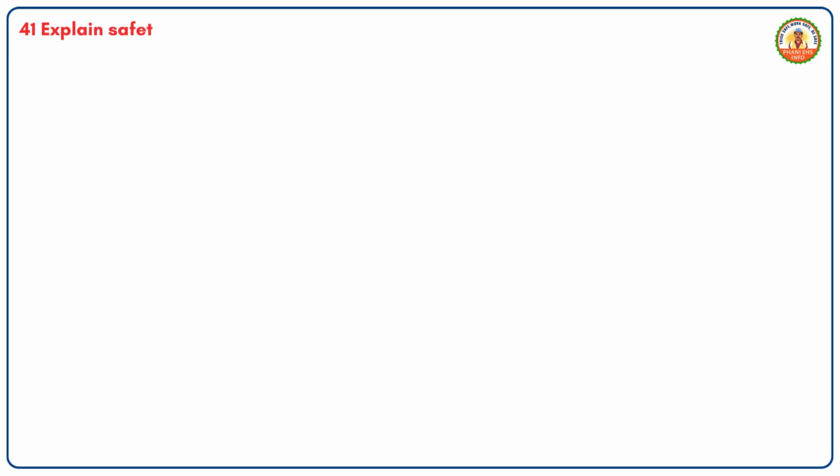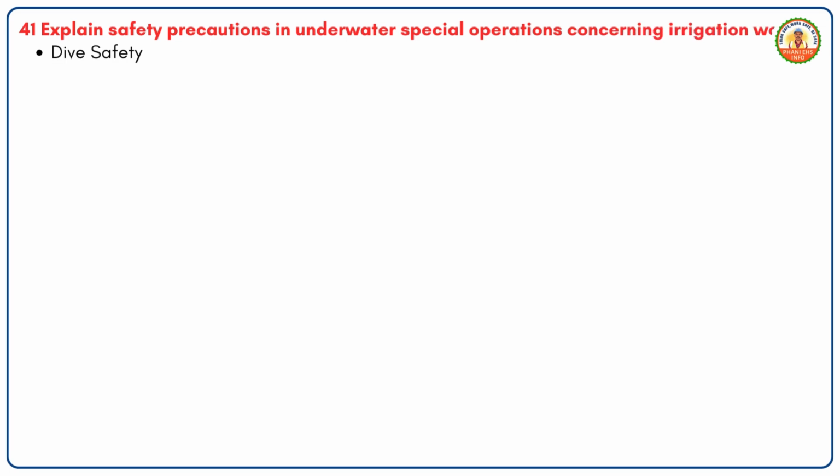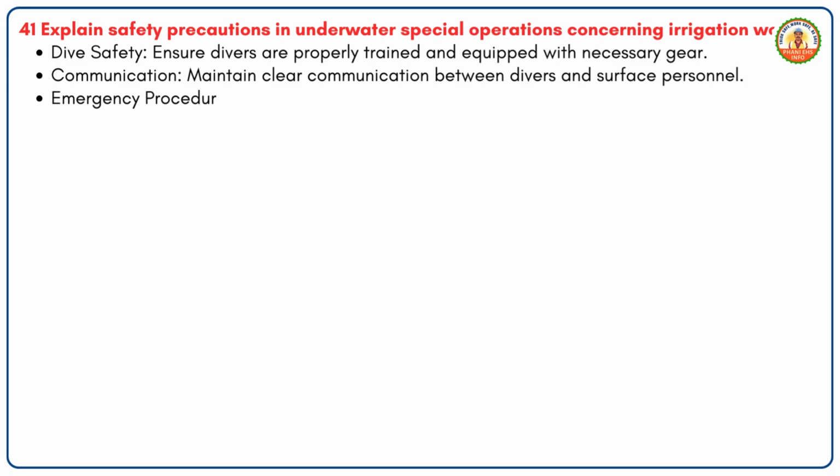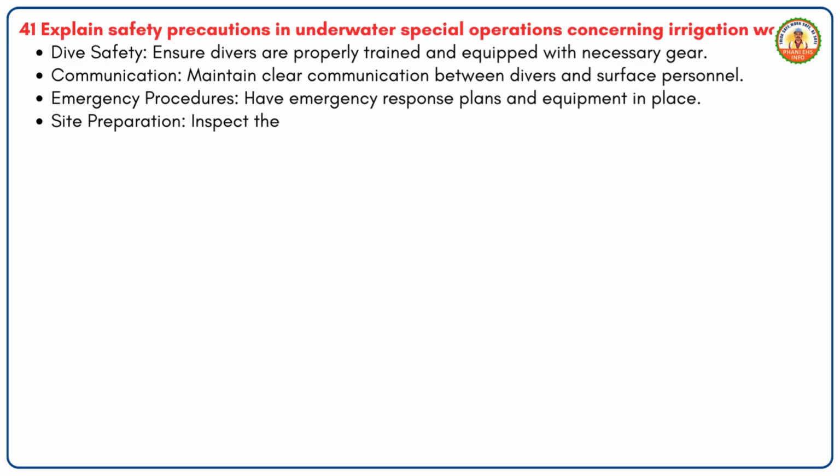41. Explain safety precautions in underwater special operations concerning irrigation works. Dive safety, ensure divers are properly trained and equipped with necessary gear. Communication, maintain clear communication between divers and surface personnel. Emergency procedures, have emergency response plans and equipment in place. Site preparation, inspect the site for potential hazards such as strong currents or debris.